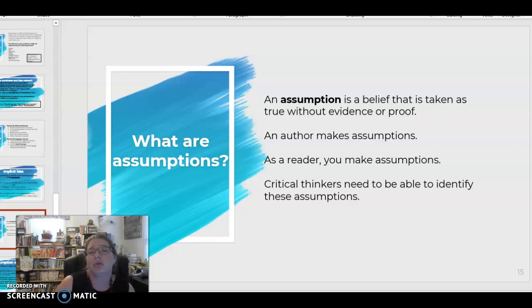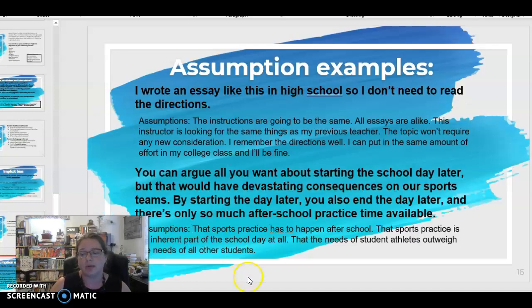It's also true that as a reader, you can make assumptions. So you might assume that the author means to say something that they don't really mean. You could assume information about the topic that is or is not true. So it's really important as a critical thinker that you be able to recognize assumptions when they come up. And finally, to end the chapter, we just have a couple of practice activities.